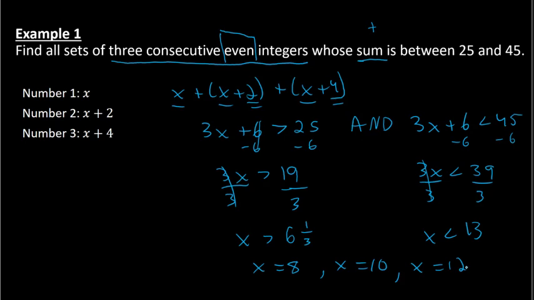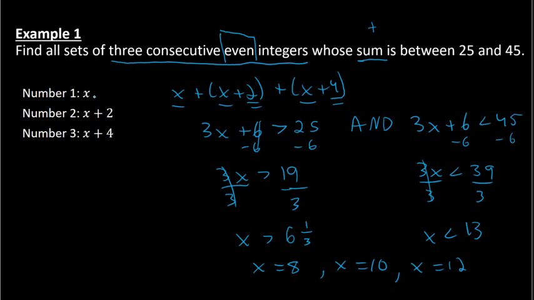Right? Anything bigger than 12, any even number is going to be 14 or above, which is bigger than 13. And any number smaller than 8 would be 6 or below, which does not fit within the range. Alright, so these are my 3 possibilities. Now be careful, this is 3 separate answers.